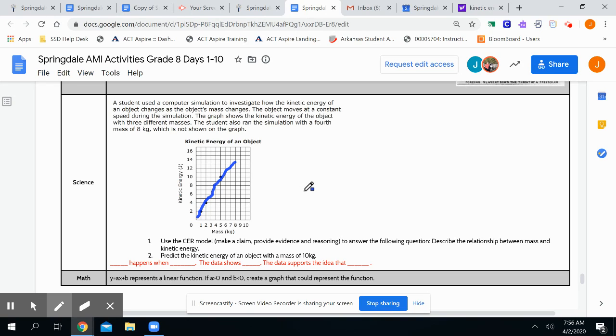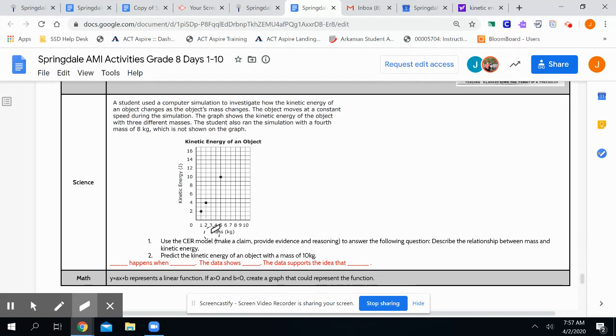Now, if you push that on further, because it's asking you to predict the kinetic energy of an object with a mass of 10 kilograms, you have to start to look at the number relationships that are present within this problem. There is a formula you could use. The problem is we're not given the velocity, but we are given data sets of mass and kinetic energy. So the speed is a constant. Every single object moves at the exact same speed. So what we really need to focus on is the speed is not really affecting us here at this point.